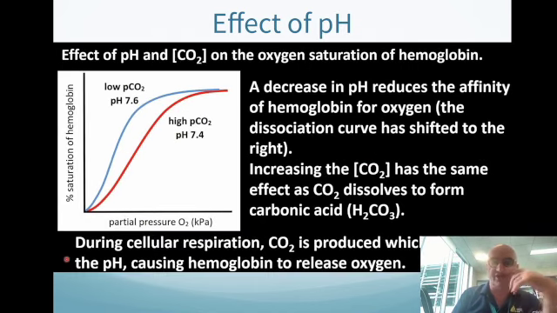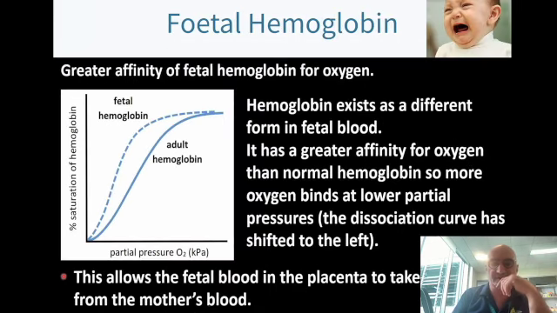pH, at a lower pH, you get more CO2. Why? Because CO2 is quite acidic itself. It's forming carbonic acid. And then, of course, babies' fetal hemoglobin goes much more quickly and gets much more in at lower pressures or lower concentrations. That means the fetal blood and placenta can take up oxygen from the mother's blood.